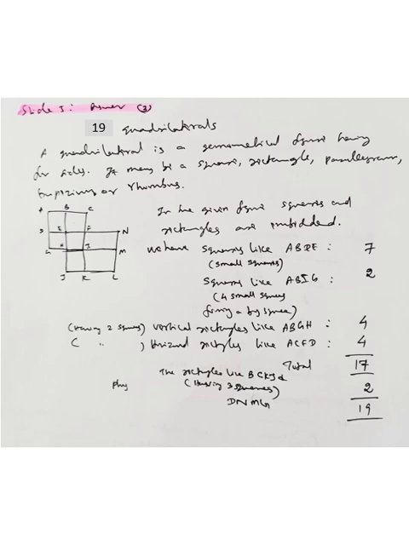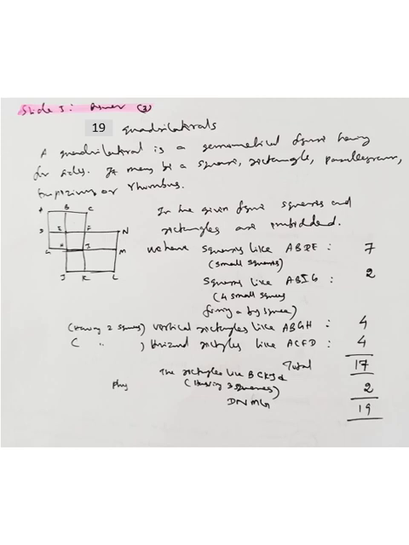Then the remaining things are rectangles. If we look at the rectangles in the vertical direction, like ABGH, we have 4 in number. Then in the horizontal direction, we have rectangles like ACFD, 4 in number. So these sum up to 17.